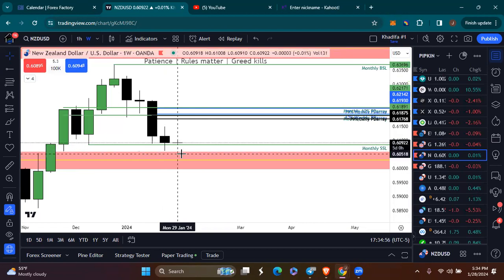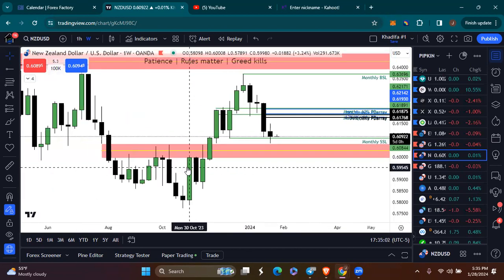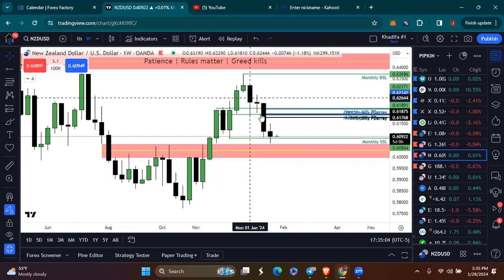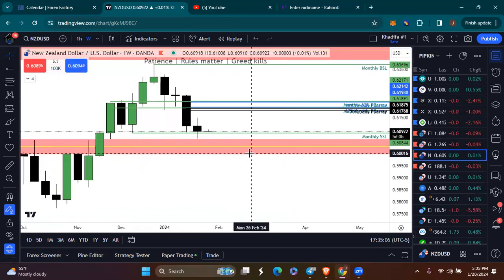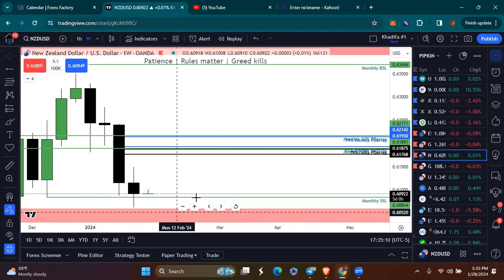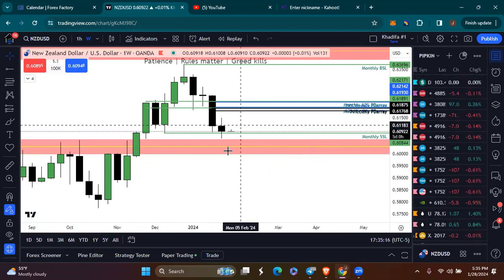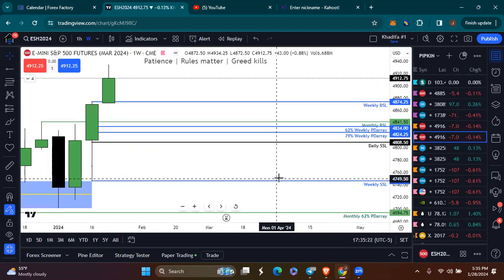So let's see if NZD USD pulls down into this inverse fair value gap, weekly inverse fair value gap, right? See if we pull down into it to open up the week, and then we'll see how price reacts to that level once it reaches that, if we do reach that level. So with that being said, let's look at futures.